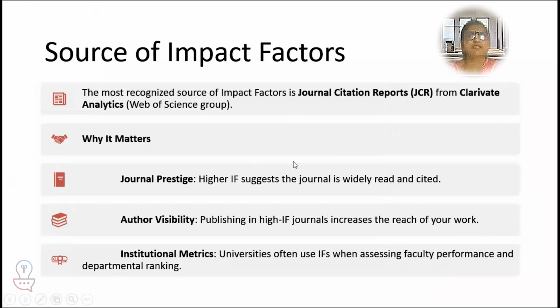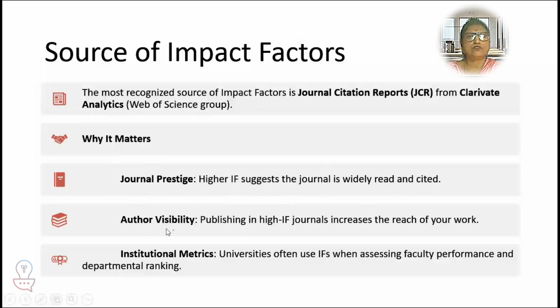Now, how are these impact factors derived? What is the source of impact factors? The most recognized source of impact factor is Journal Citation Reports from Clarivate Analytics, and it matters because it decides the journal prestige. Higher impact factors suggest the journal is widely read and cited. If you are going to publish, you can approach higher impact factor journals.